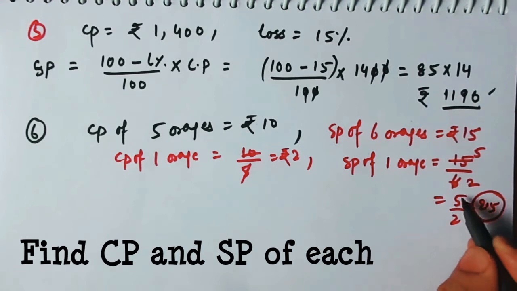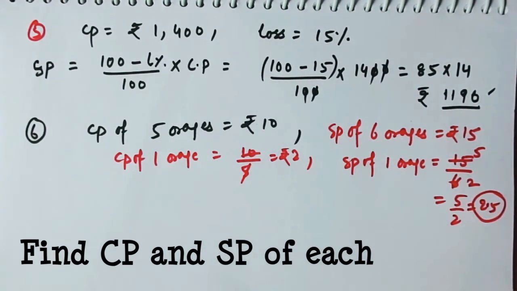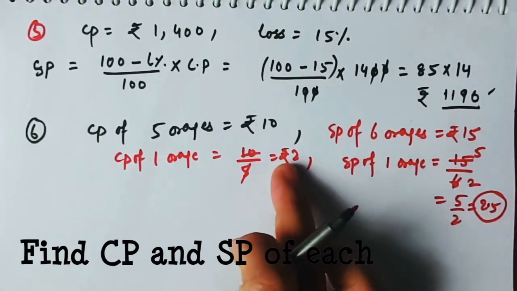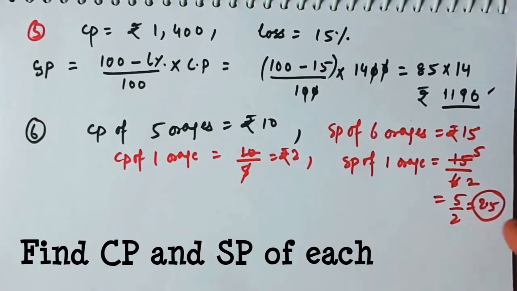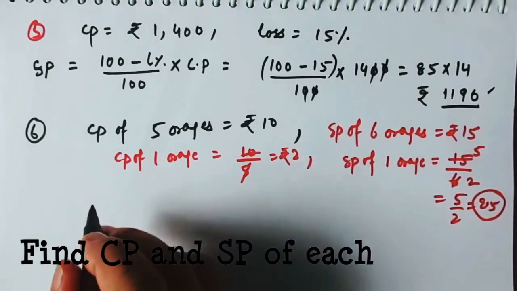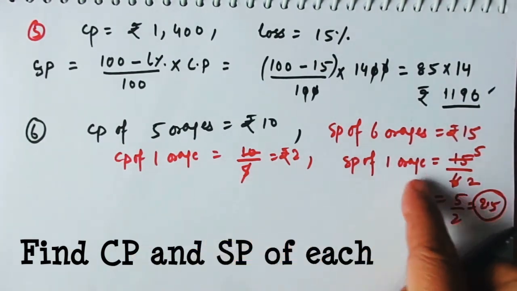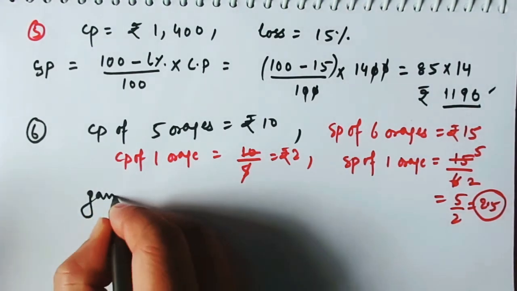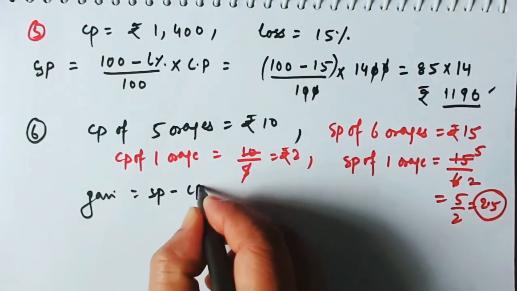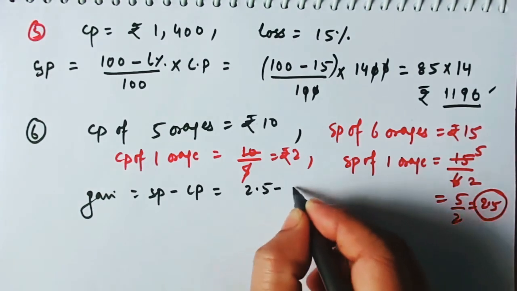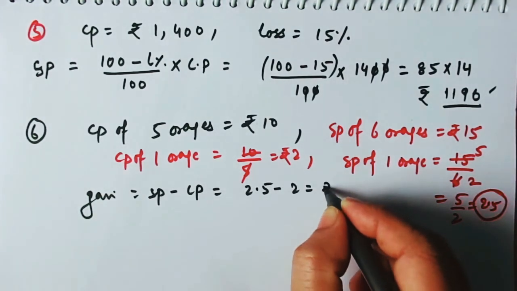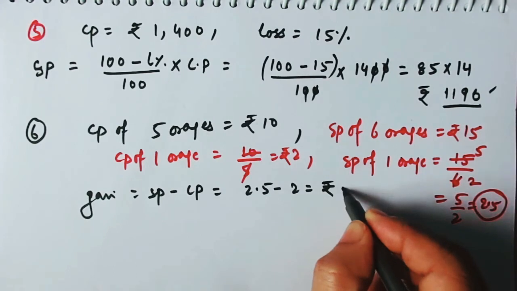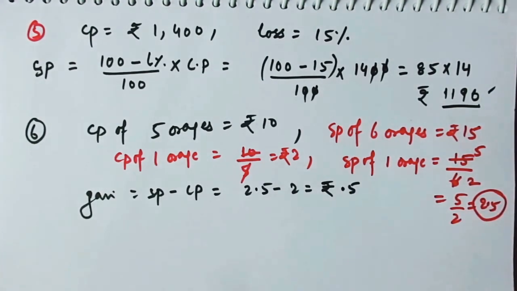Now either you can use 5 by 2 or 2.5, it is up to you. Here we got a whole number, therefore it will be easier for us to subtract these two numbers. I can see that the selling price is greater than the cost price, so naturally there will be gain. And gain will be equal to 2.5 minus 2, that is rupees 0.5, or you can say 50 paise. So this is the gain.